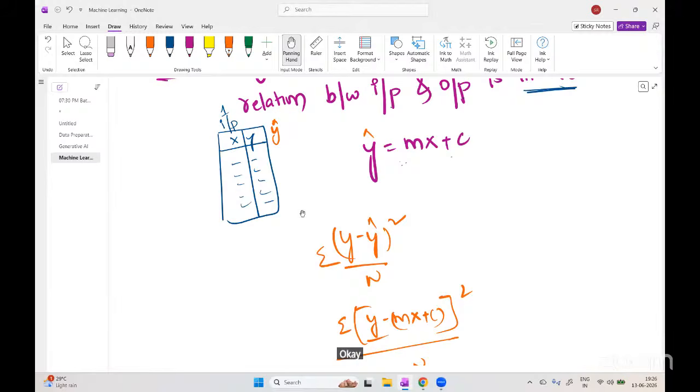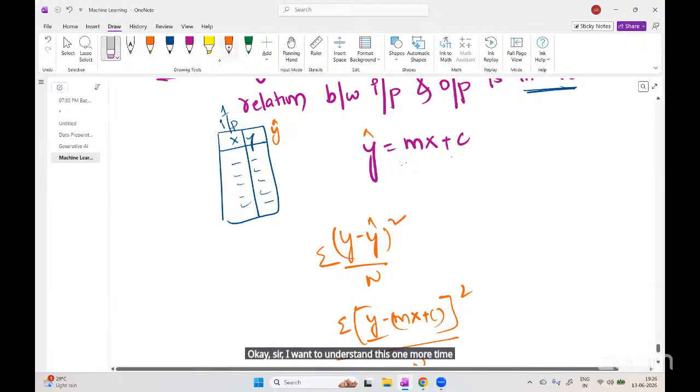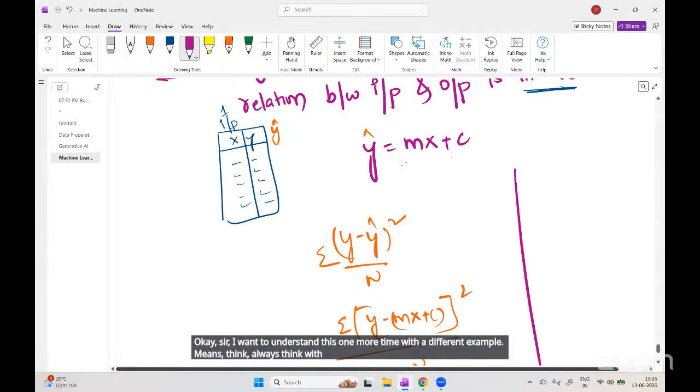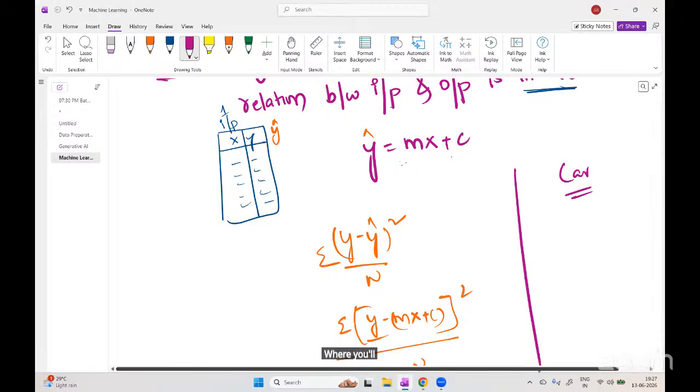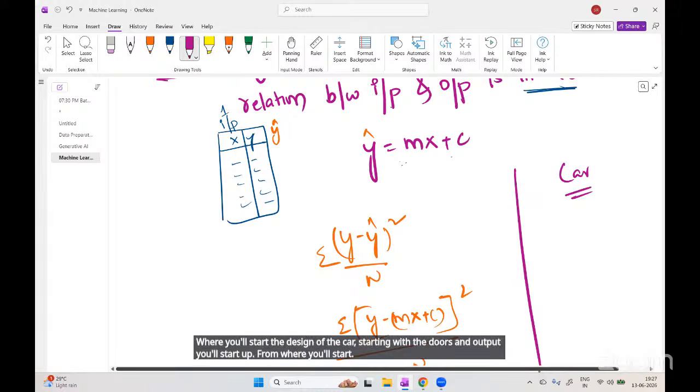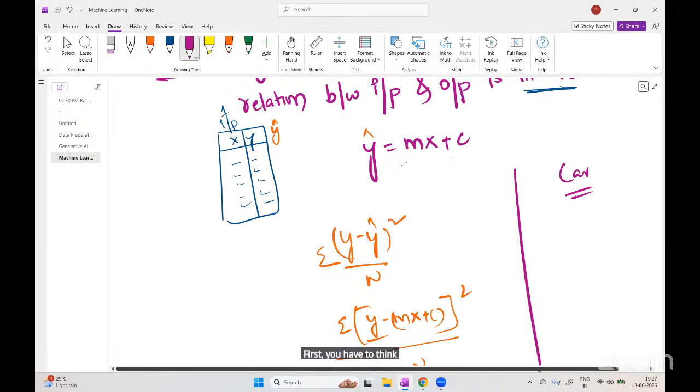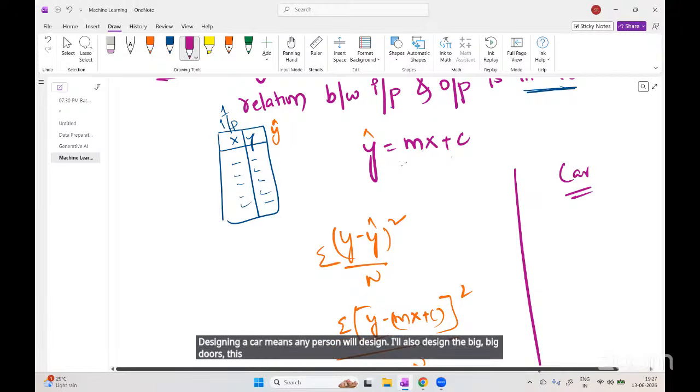Okay, sir, I want to understand this one more time with a different example. Always think with one more example. For example, you want to design a car. Where will you start the design of the car? Starting with the doors and output, you will start up. From where will you start? First you have to think: what is the expected output? Designing a car means any person will design. I'll also design the big doors and the shape of the car. Instead of keeping it like this, I'll keep the car mirror like this.